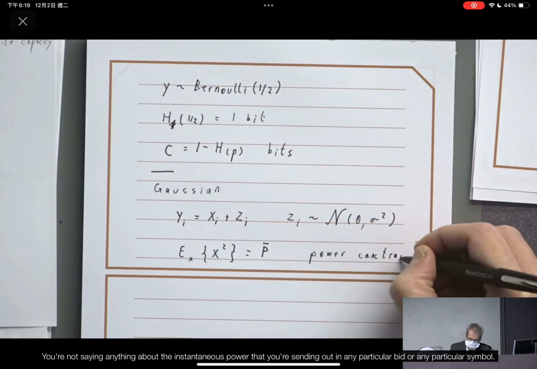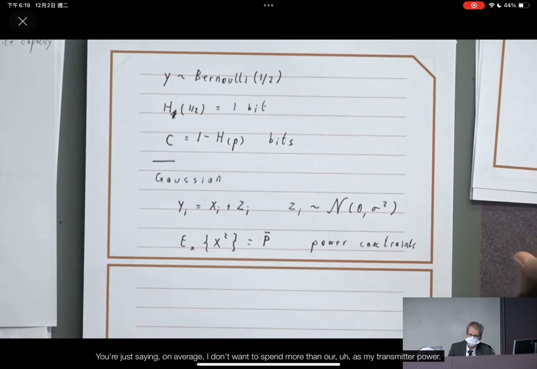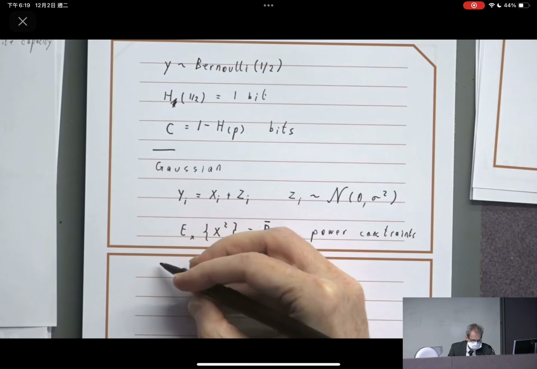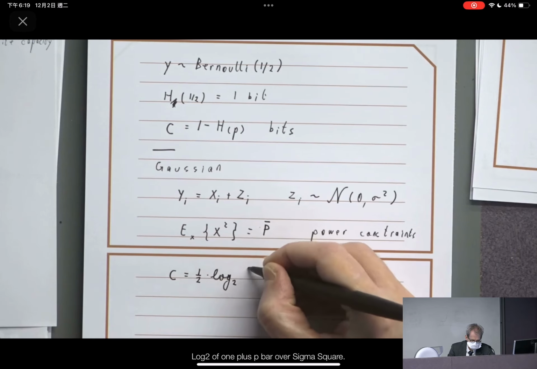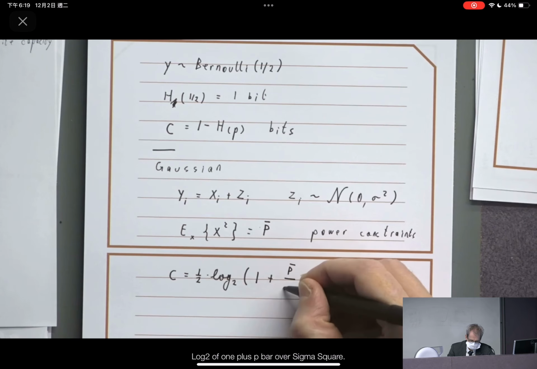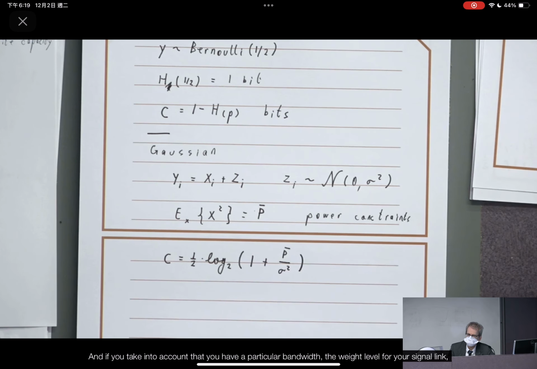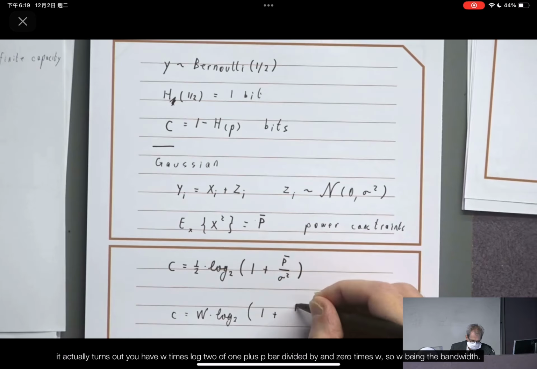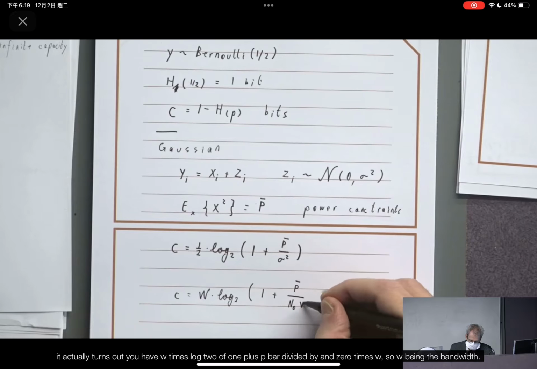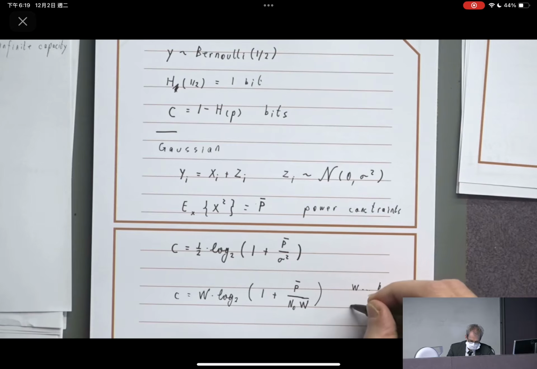You're not saying anything about the instantaneous power that you're sending out in any particular bit or symbol. You're just saying, on average, I don't want to spend more than P bar as my transmit power. And it turns out that the capacity in this case is 1/2 times log 2 of 1 plus P bar over sigma squared. If you take into account that you have a particular bandwidth available for your signaling, it turns out you have W times log 2 of 1 plus P bar divided by N0 times W, W being the bandwidth and N0 over 2 being the noise spectral density.